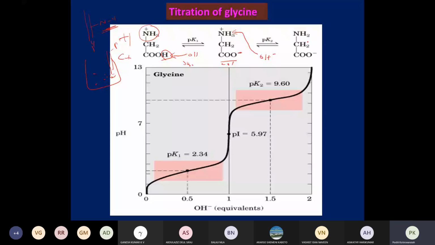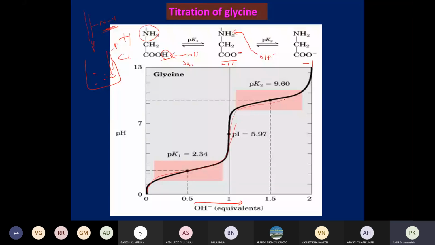So that means at the extreme lower pH, the glycine exists as a glycine cation, and as the alkali is added, initially the alpha carboxyl group loses a proton and it becomes the glycine zwitterion, and with further addition of alkali, the amino group also loses a proton and it becomes a glycine anion. During this titration, when we measure the pH and construct a graph between the moles of OH minus added versus the pH, we get this type of titration curve.